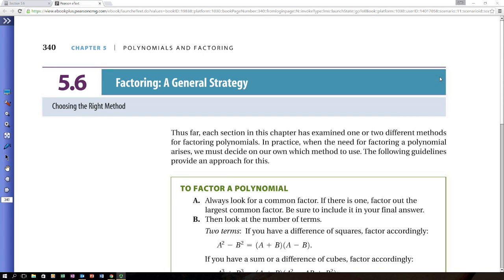Chapter 5, Section 6, Factoring: A General Strategy. So we've covered a lot of different methods to factor, which goes back even further. We learned shortcuts about how to multiply, and probably the most value about using those shortcuts when we're multiplying, other than saving some time and hopefully fewer steps, is that as long as you do the pattern right, you're going to make fewer errors.